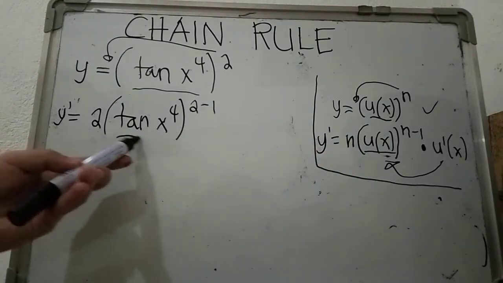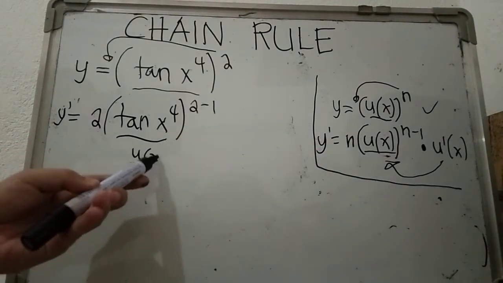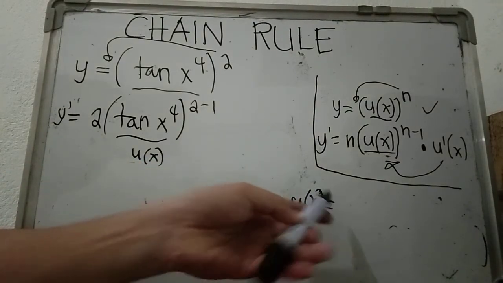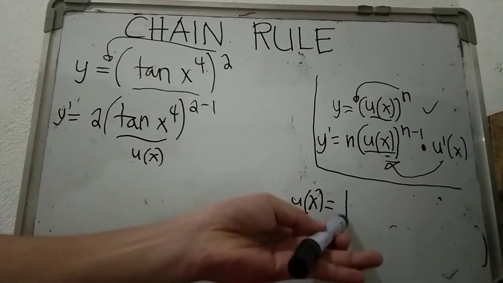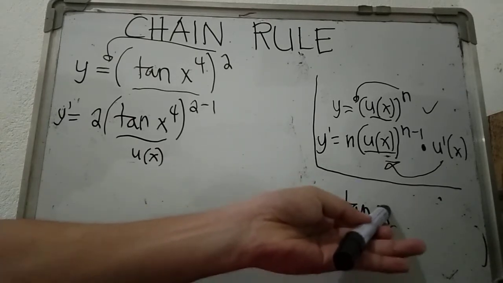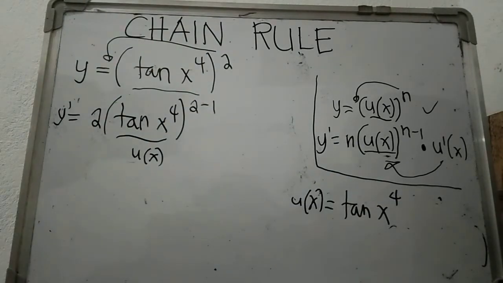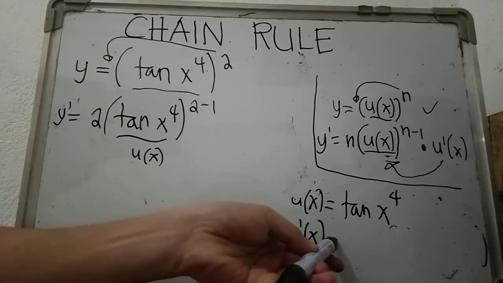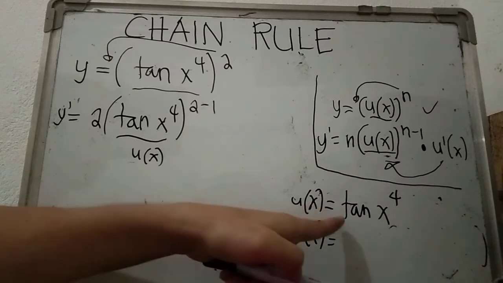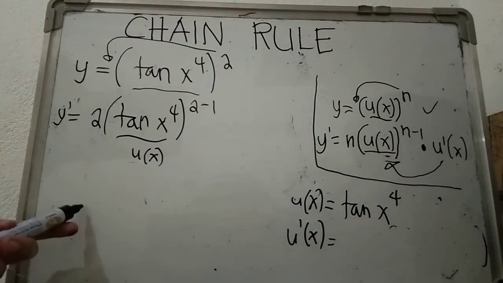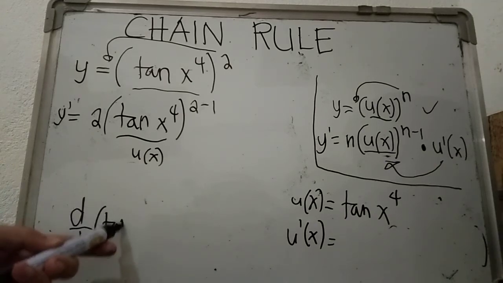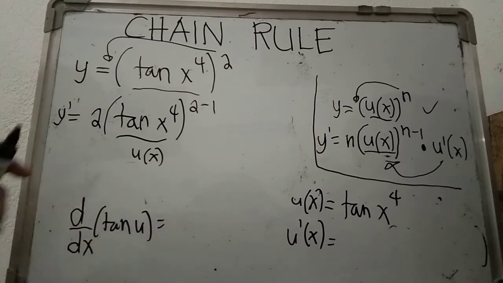Now what is our u of x? The one inside the parentheses. So you can actually copy that from the separate sheet of paper. So our u of x is equal to tan x raised to the power of 4. Now in finding this derivative denoted as u prime of x, then we have to recall the derivative of trigonometric function involving tan. Now what is the derivative with respect to x of tan u? Now this is being read as a derivative of tan u with respect to x.